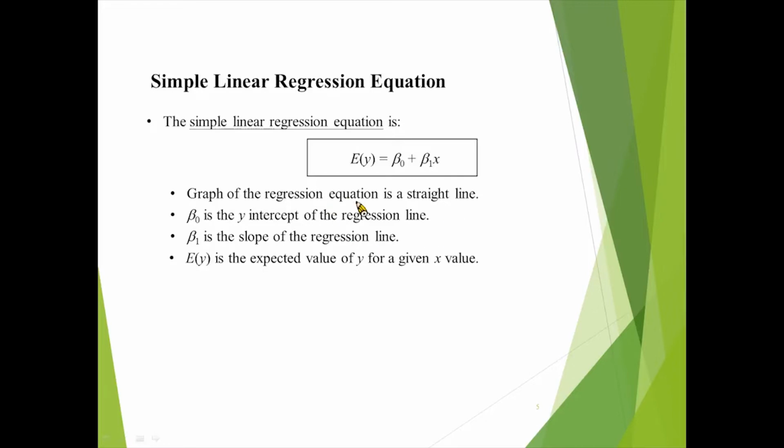The graph of the regression equation is a straight line. Beta 0 is the y-intercept of the regression line, and beta 1 is the slope of the regression line. E(y) is the expected value of y for a given x value.